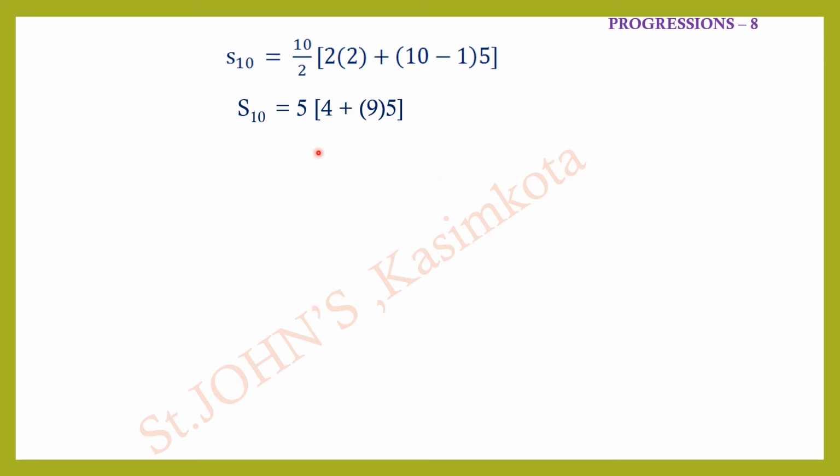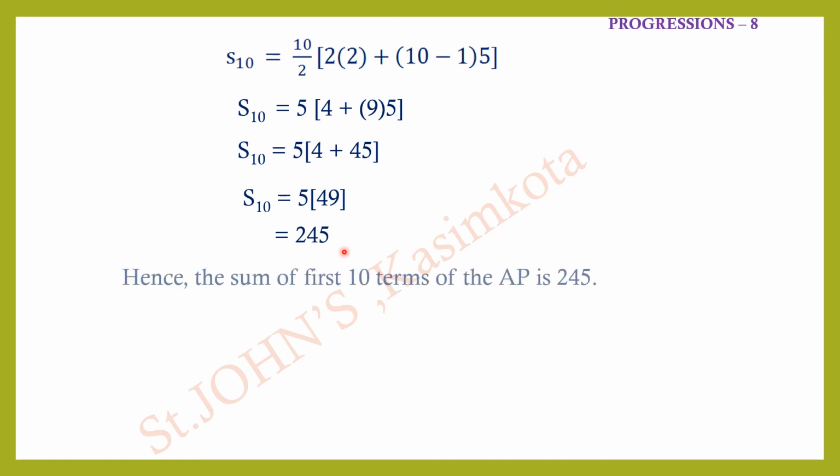So 5 into 4 plus 9 fives are 45. Next step: S10 equals 5 into 4 plus 45, which is 49. Next step, 5 into 49. What is the value of 5 into 49? 245. Okay. This is the sum of 10 terms of the given AP. Clear? So hence the sum of the first 10 terms of the given AP is 245.